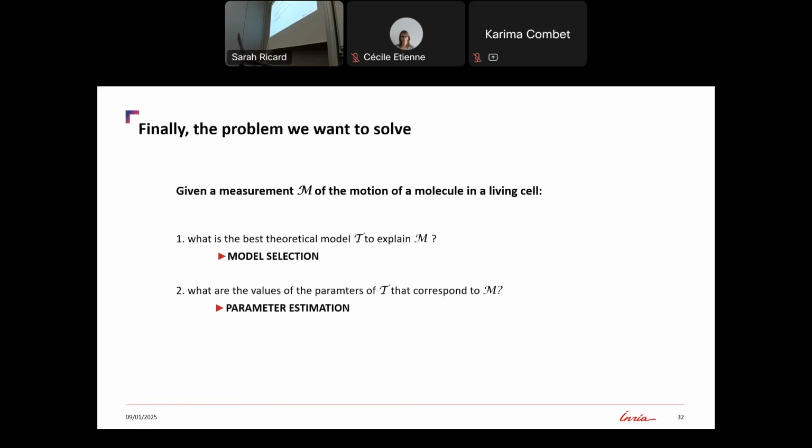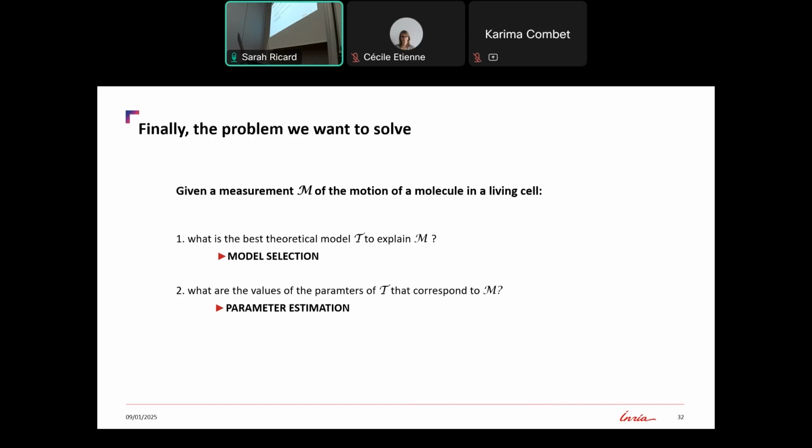Okay, so the problem we want to solve now. We have an experimental measurement M, either from single molecules, microscopy, or FCS. And we want to know what is the best model T to explain M. Is it Brownian motion? Is it continuous time random walk? Is it the fractional Brownian motion model that I showed you? So this is model selection. What is the best model to explain what you see? And then once you have chosen the model, what are the values of the parameters that explain what you see? So this is parameter estimation.